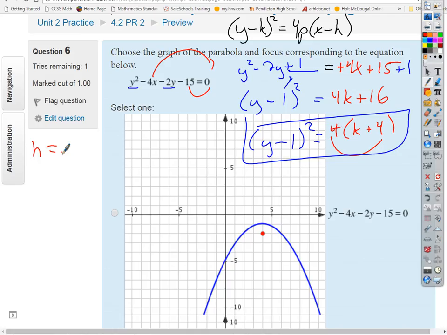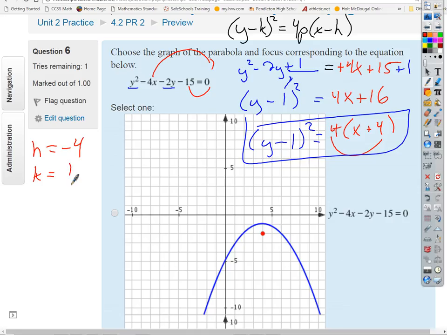Oops, hang on. That's a 4. That's supposed to be an x. Okay, try again. So what's h? 4. No, negative 4. Please look up here. We almost got this. H is negative 4. What's k? 1. Right?